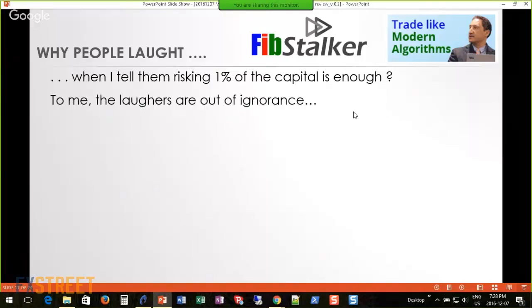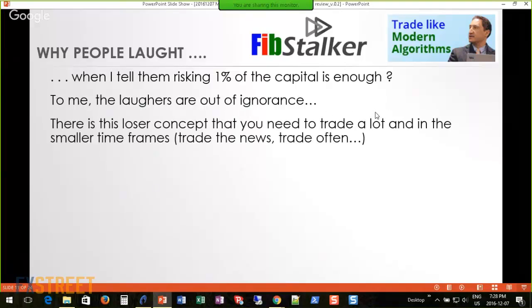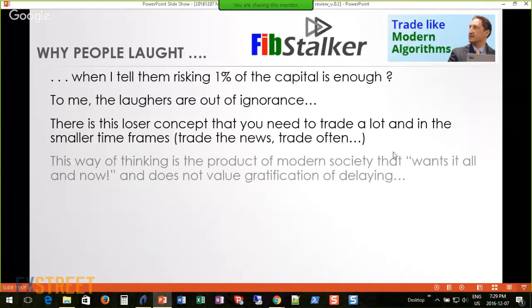And to me, this comes out of ignorance, because this is the loser concept that we need to trade a lot in the smaller time frames, or generate as many opportunities as possible, trade the news, trade often. But see, if you think about it, that's not what is necessarily needed to be successful in trading. That's maybe what the industry wants you to do. Right? You have to trade a lot, you have to trade the news, you have to be involved at all times. Well, I have a different view.